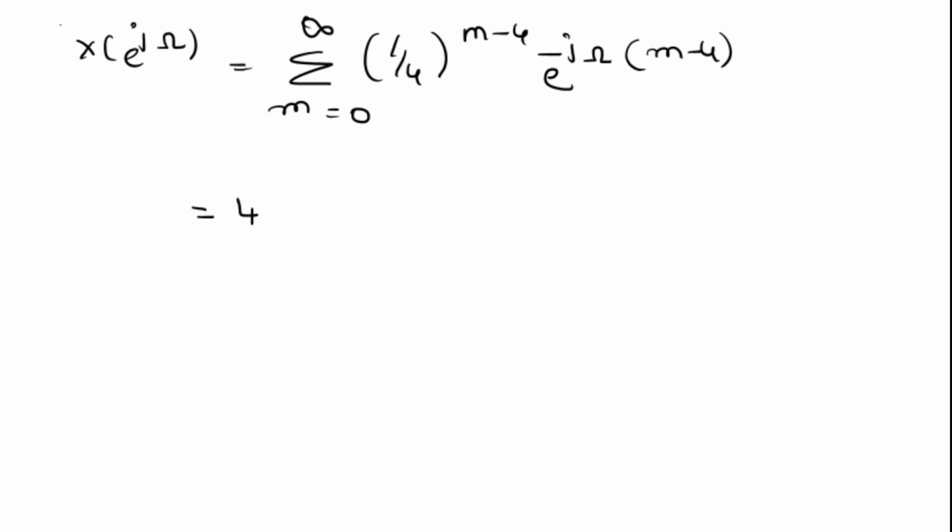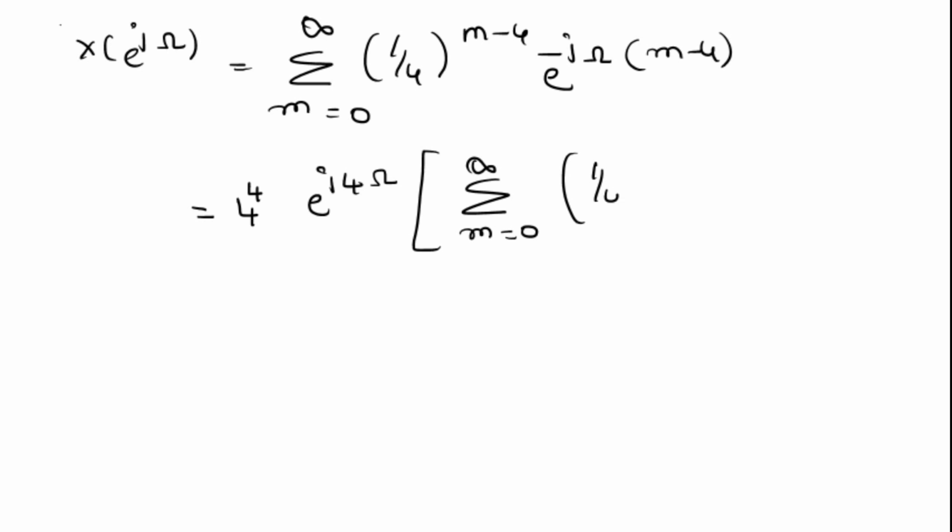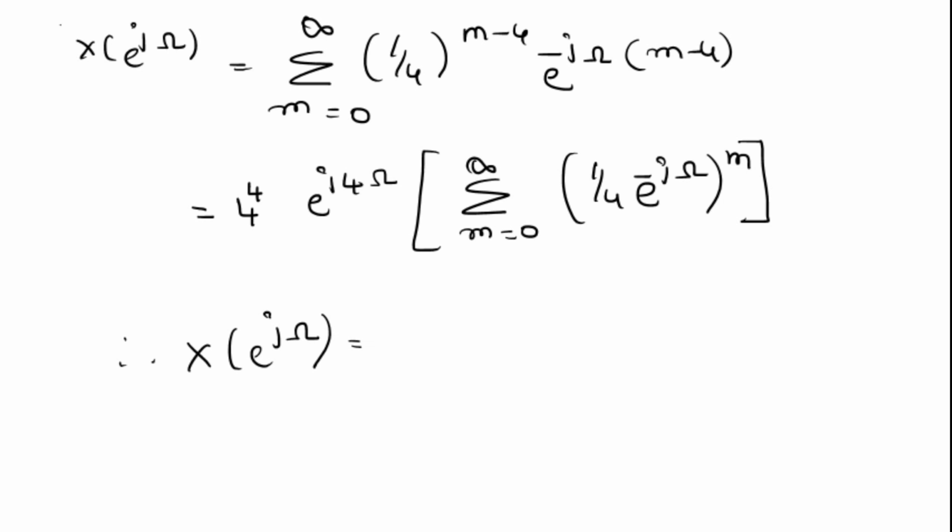which is equal to 4 to the power 4 e power j 4 omega into summation m is equal to 0 to infinity 1 by 4 to the power m into e power minus j omega whole power m, or X of e power j omega is equal to 256 into e power j 4 omega divided by 1 minus 1 by 4 e power minus j omega.